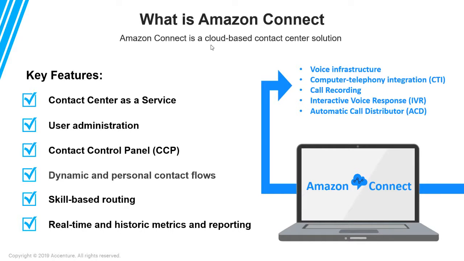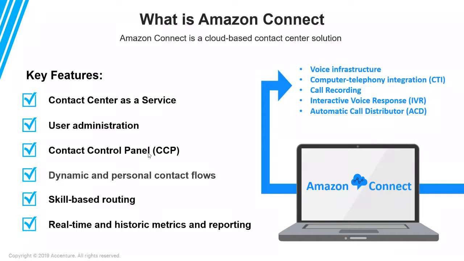For those of you who don't know what an IVR is, imagine that most of you have called your internet service provider. Before you reach an agent, it prompts you: press one if you want to check your balance, press two if you want to talk to an agent to address some concerns. That is what we mean by an IVR. We also have the automatic call distributor. Let's say at a given time there are a lot of callers. Amazon Connect is intelligent enough to redirect you to an available agent.